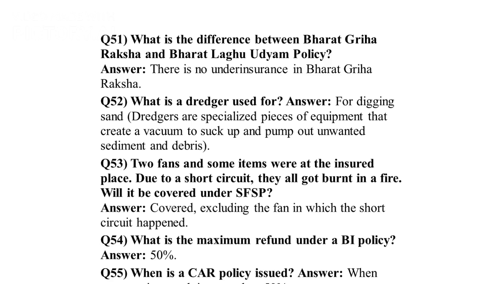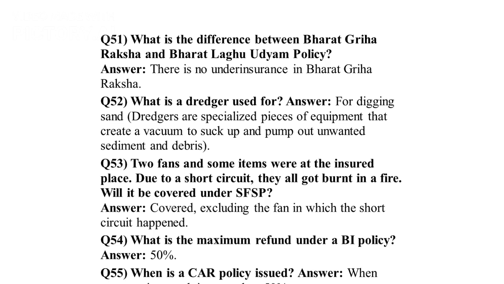Q51, what is the difference between Bharat Griha Raksha and Bharat Laghu Udyam policy? Answer: there is no underinsurance in Bharat Griha Raksha. Q52, what is a dredger used for? Answer: for digging sand. Dredgers are specialized pieces of equipment that create a vacuum to suck up and pump out unwanted sediment and debris. Q53, 2 fans and some items were at the insured place. Due to a short circuit, they all got burnt in a fire. Will it be covered under SFSP? Answer: covered, excluding the fan in which the short circuit happened.